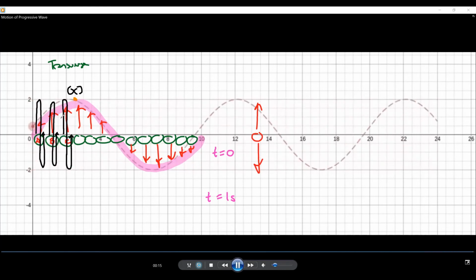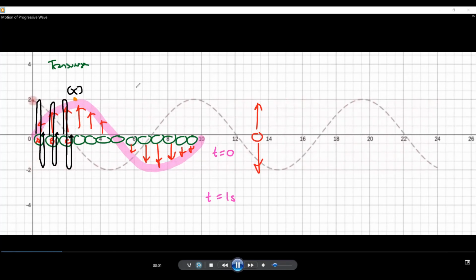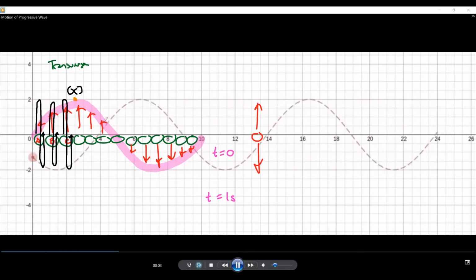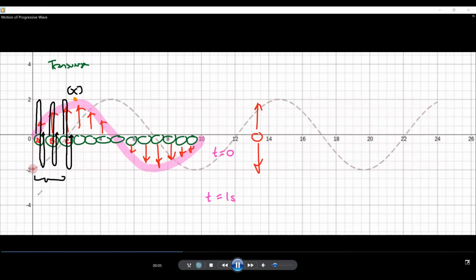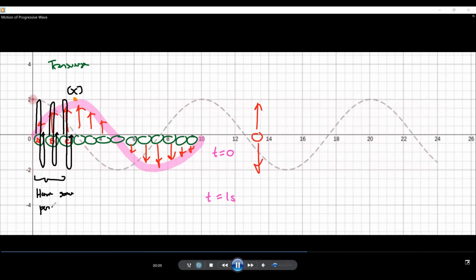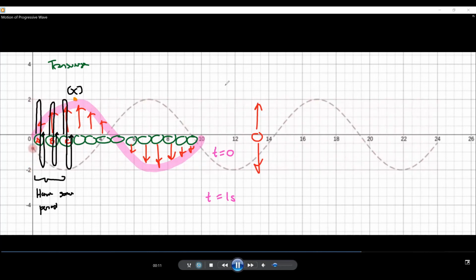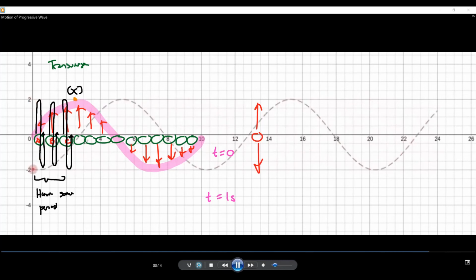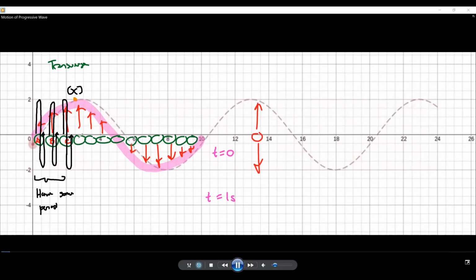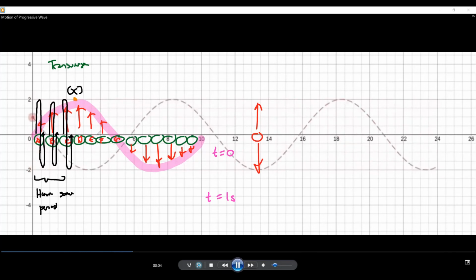So they're all oscillating, they have a certain period. So all these particles here actually have the same period. All right. It doesn't matter which particle I talk about. I could be talking about particle A, B, C, D, E, F, or G. They all will oscillate up and down and have the same period.